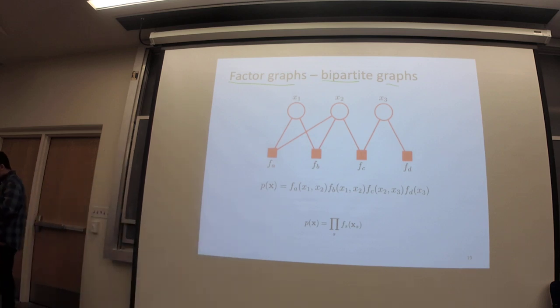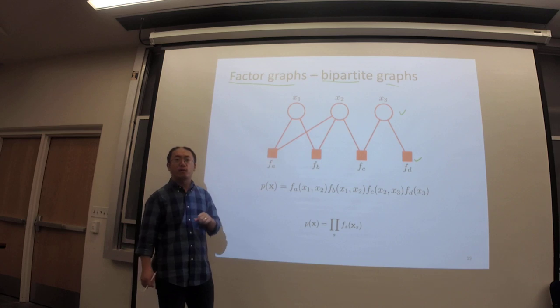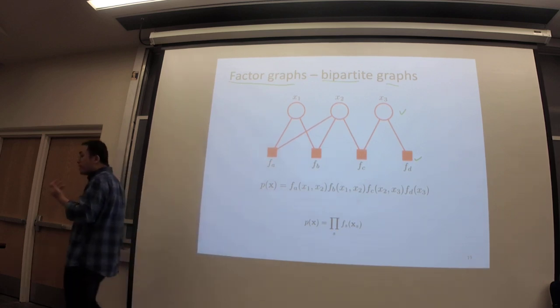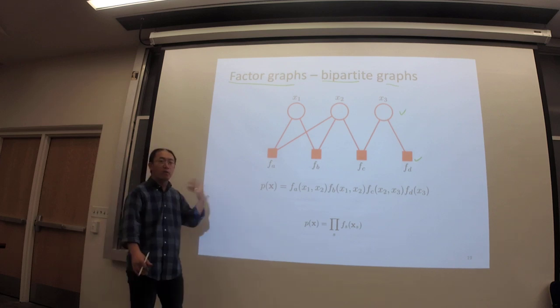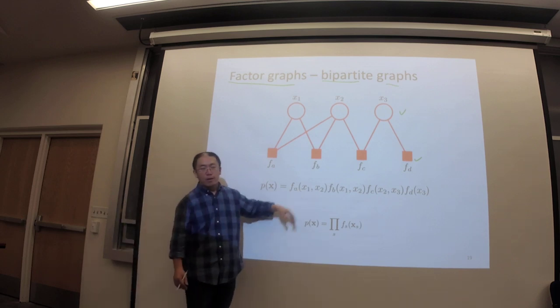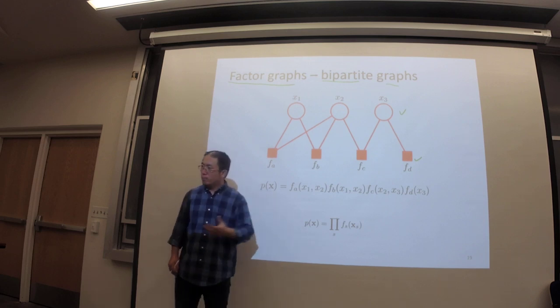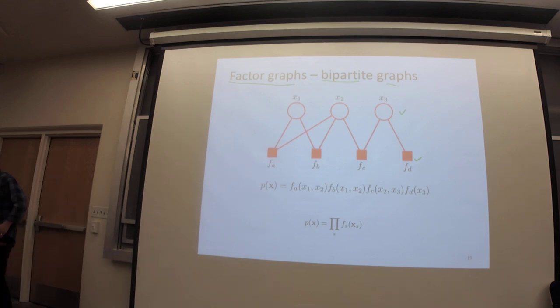So in the factor graph, we introduce two types of nodes. One type of node represents all the random variables in your probabilistic model. And another type of node, called factor nodes, represents the terms in your joint probability. Remember, in a Bayesian network, the terms in the joint probability are those conditional probabilities or marginal probabilities, right? And in a Markov random field or undirected graphical model, the terms are those potential functions defined on maximum cliques. So we uniformly call them factors.